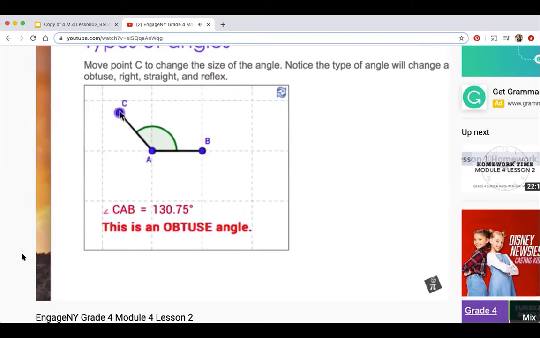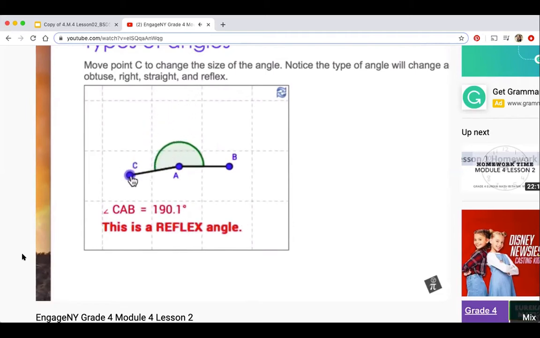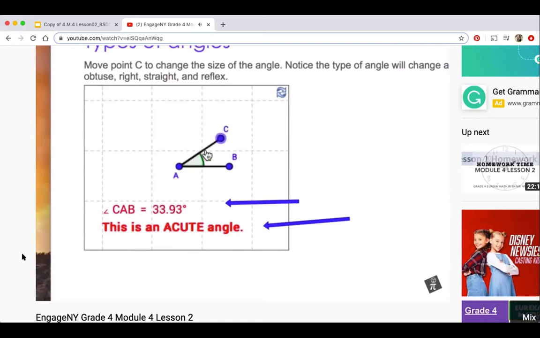So my choice, right? As long as the A is in the middle, because it's the vertex, it's the corner. So I've got this angle, and I can move it around, and I can turn it into a tiny little angle like this, or I can turn it into a big old fat angle. I can even go further around. And as I'm doing this, you'll notice that the angle is changing. The number of degrees is changing. And you'll notice the name is changing.